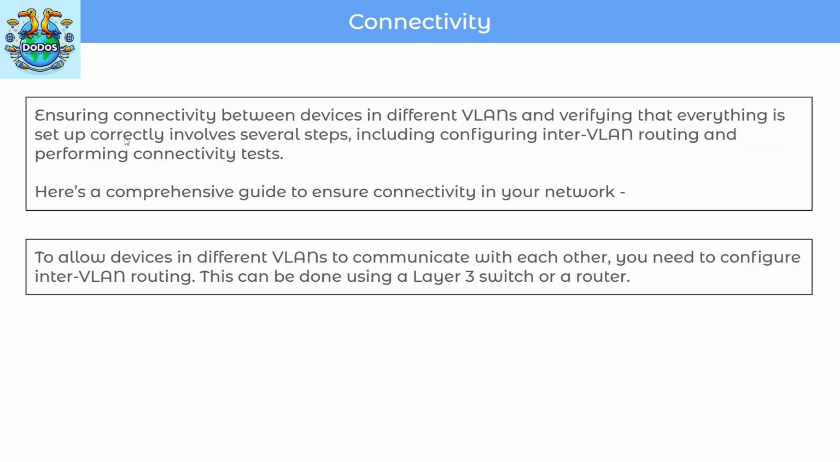So, connectivity. Ensuring connectivity between devices in different VLANs and verifying that everything is set up correctly involves several steps, including configuring inter-VLAN routing and performing connectivity tests. Here is a comprehensive guide to ensure connectivity in your network. To allow devices in the different VLANs to communicate with each other, you need to configure inter-VLAN routing, which can be done using a layer 3 switch or a router.